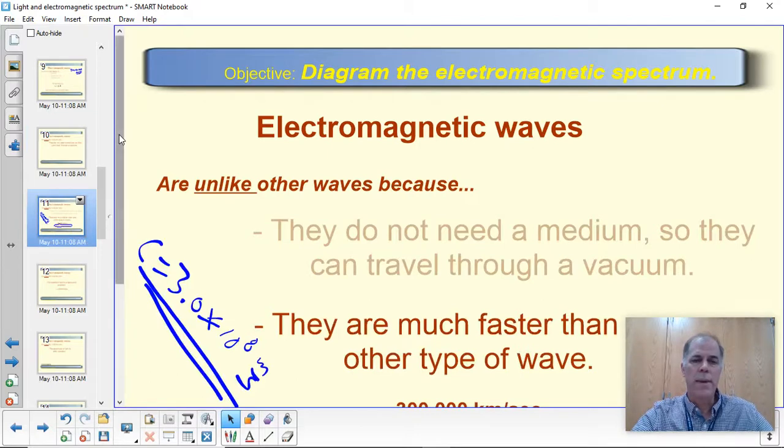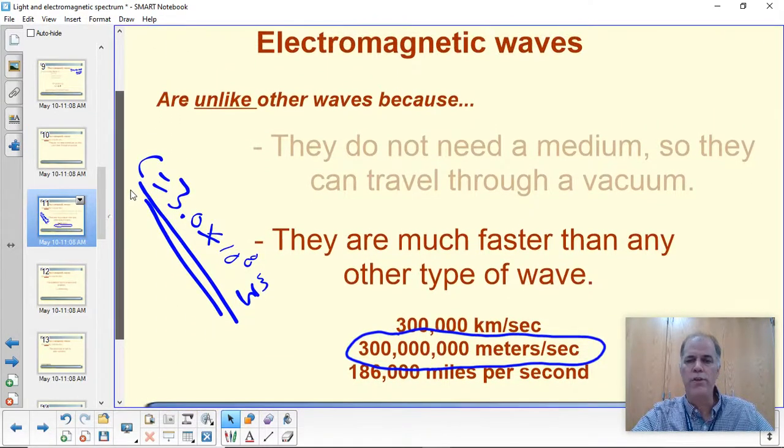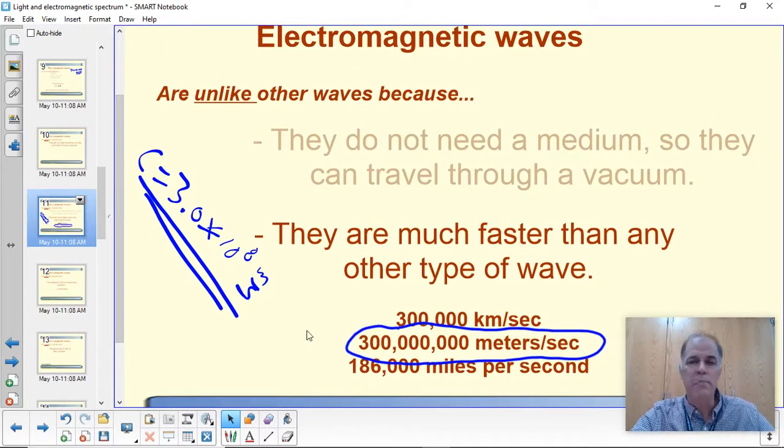Okay, second, electromagnetic waves are much faster than any other type of wave. They move at 300 million meters per second, or 300,000 kilometers per second. This number may seem more familiar, 186,000 miles per second. That's a long, long way. The light wave can get to the moon in just over a second. That's very, very fast. This number, 3.0 times 10 to the 8th meters per second, is the speed of light in a vacuum. Now, it seems like a strangely round number, but it's just a coincidence. That's what it turned out to be.